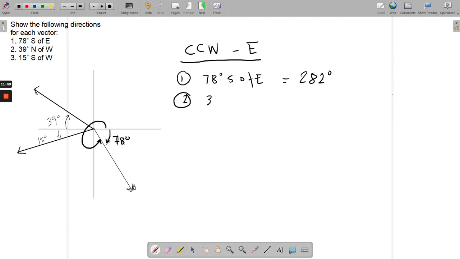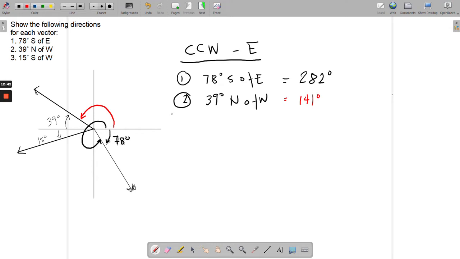Number 2, we have 39 degrees north of west. We identified that this is 39 degrees north of west. Let's change the color so it's not confusing. Again, for counterclockwise from east, we always start from east and then go until we land where our vector is. So what is this whole angle? That's 90 plus 90 minus 39, which is 141 degrees.